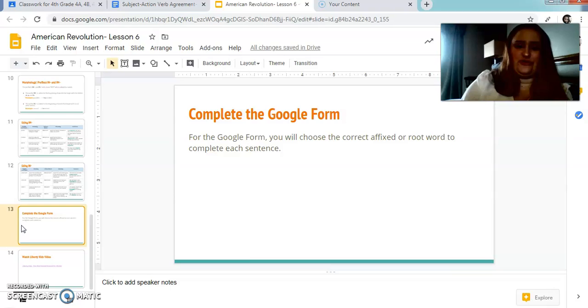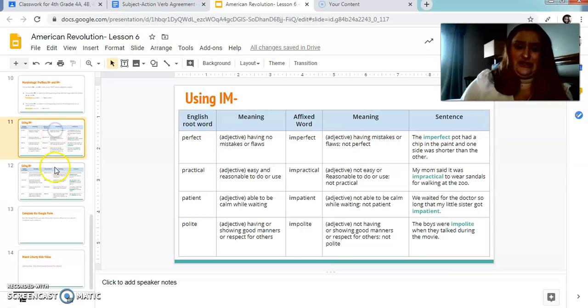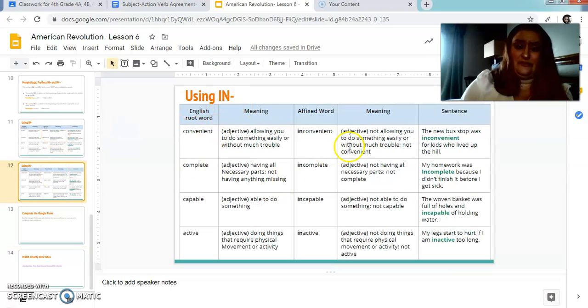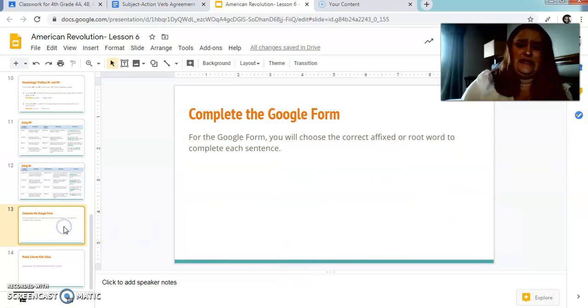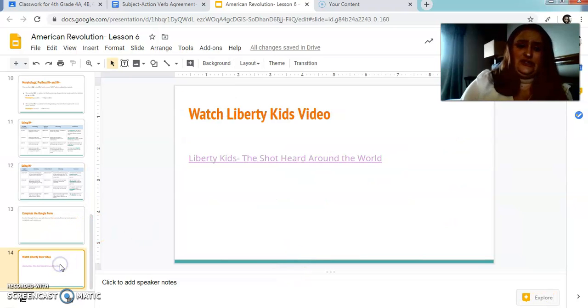Now, make sure you do the Google form. You're going to be using each of these words, the affixed words and the not affixed words, to answer the questions. Make sure you watch this Liberty Kids video about the shot heard around the world. Remember, you need to complete both the document and the form in order to get an entry into the raffle. So make sure you're doing your best work.